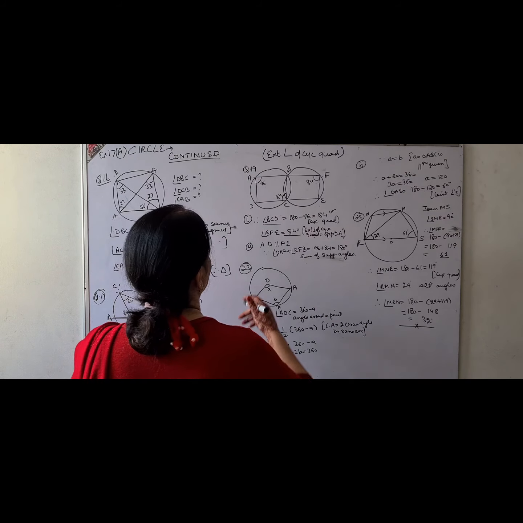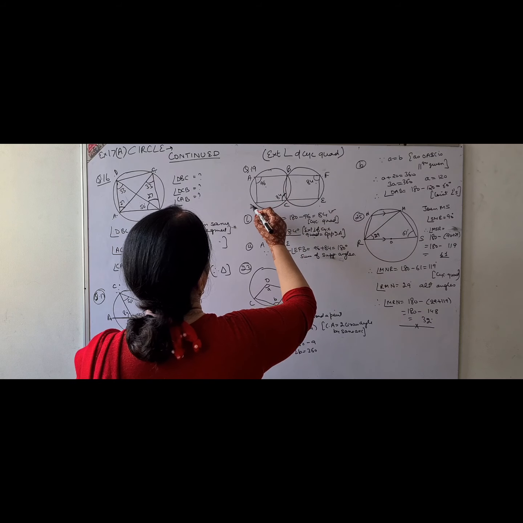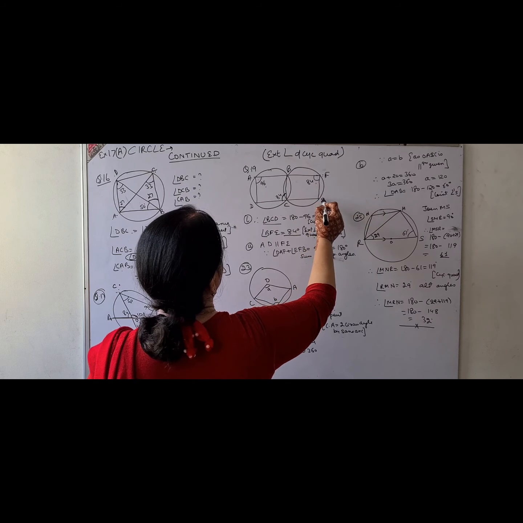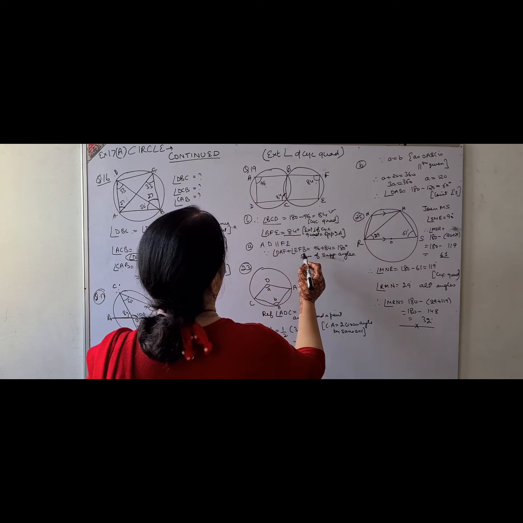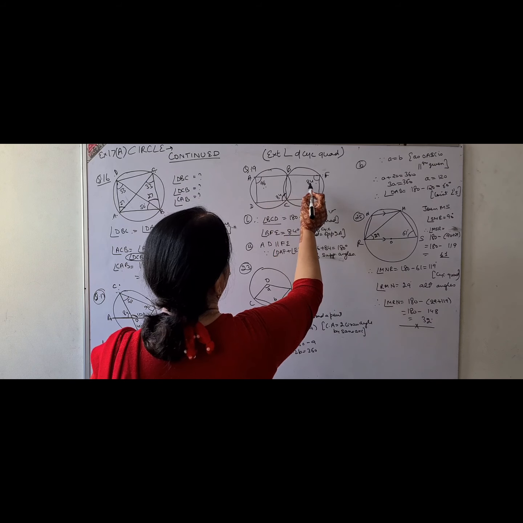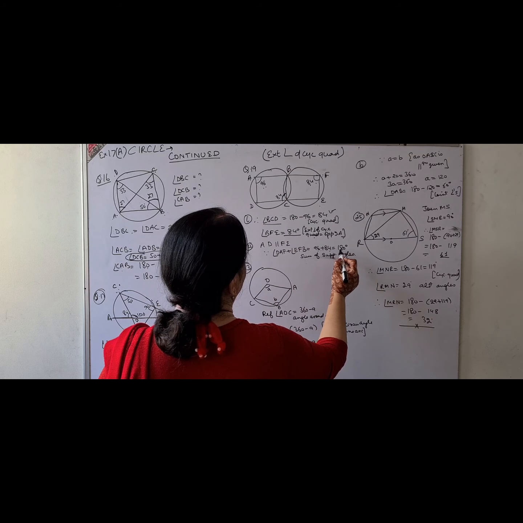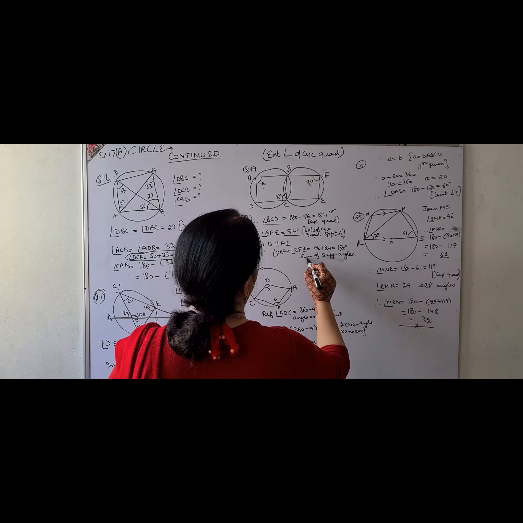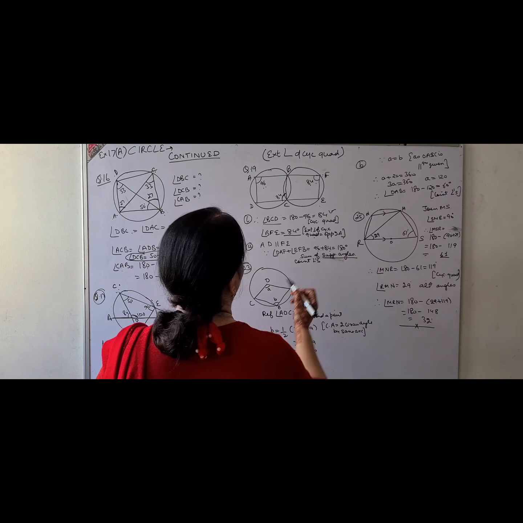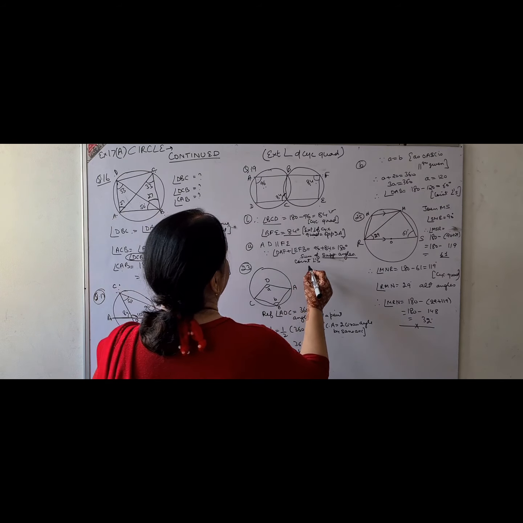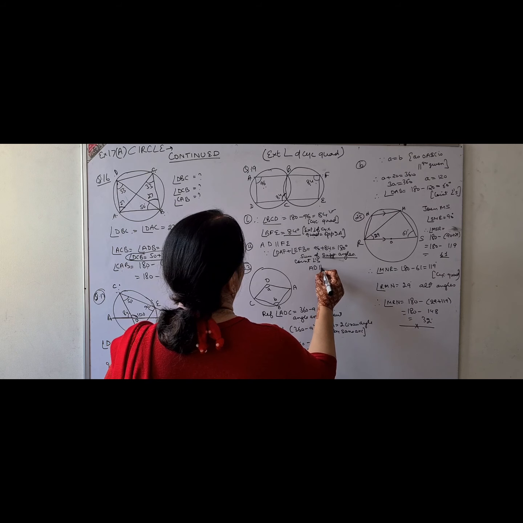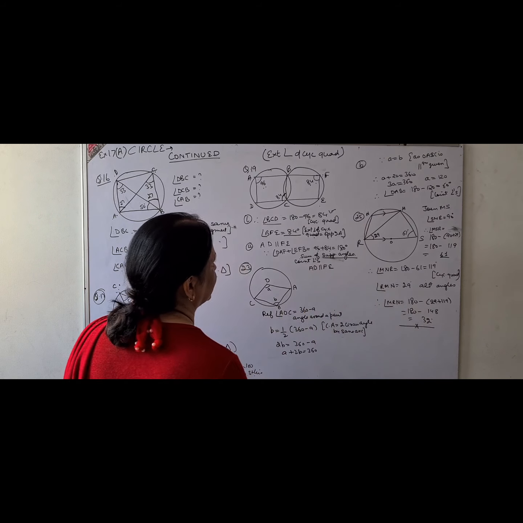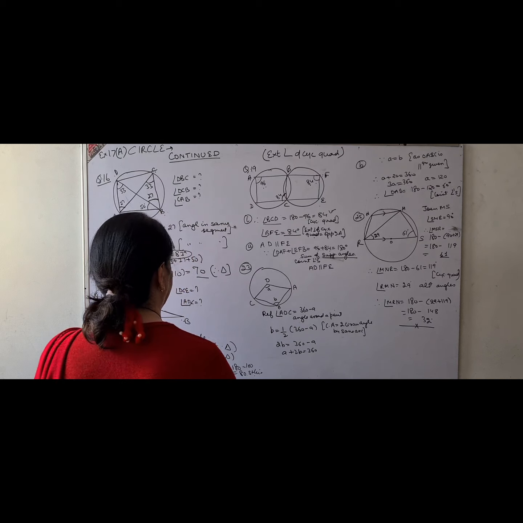Then he asks you to prove that AD is parallel to FE. So very simple, DAF plus EFA will be equal to 180 because this is 96, this is 84. When you add them, this is 180, and this becomes the sum of co-interior angles, and they are supplementary angles. So AD is parallel to FE because the sum of co-interior angles is equal to 180 degrees.